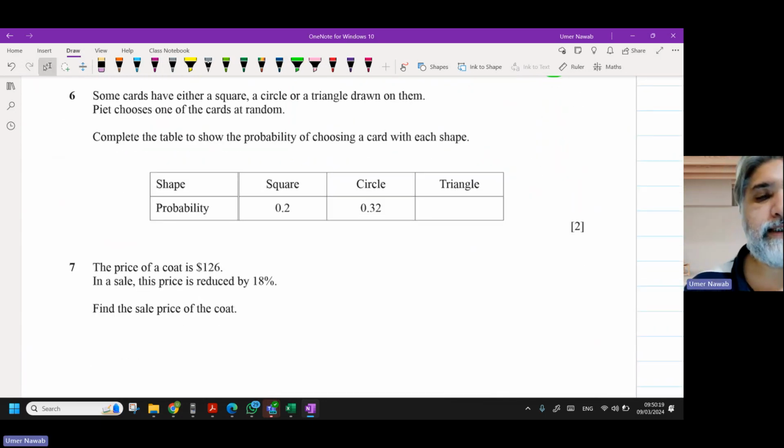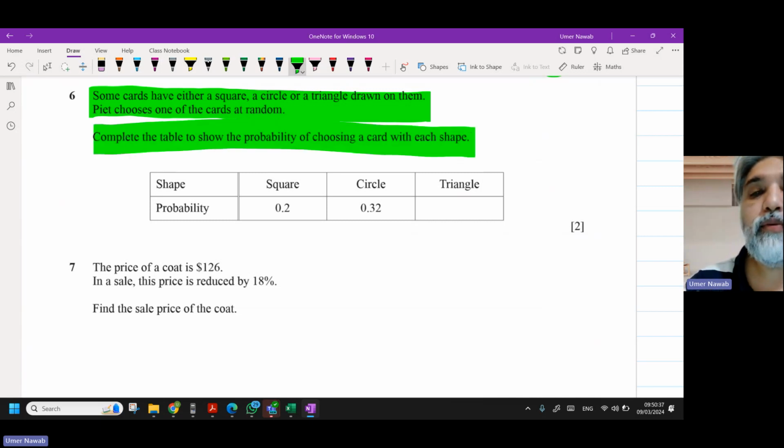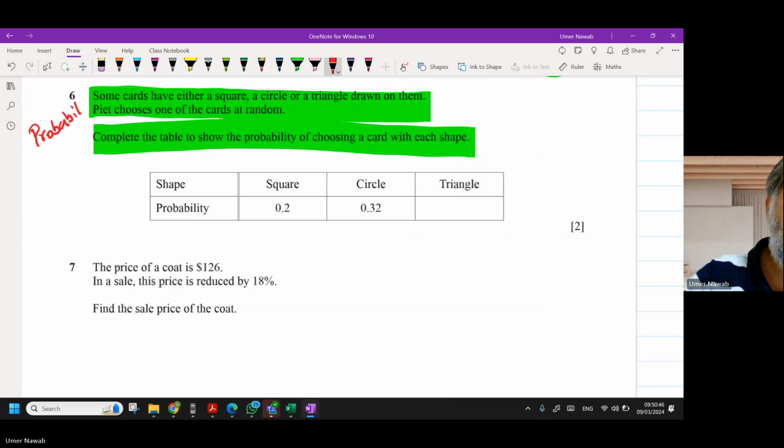Question number 6. Some cards have either a square, a circle, or a triangle drawn on them. Pete chooses one of the cards at random. Looks like this question is related to probability. So statistics and probability. Okay, so this is probability.